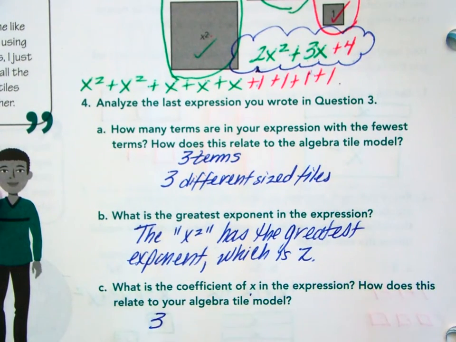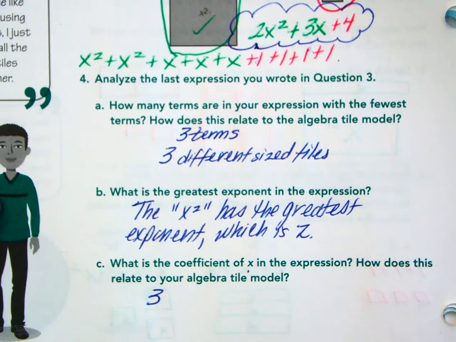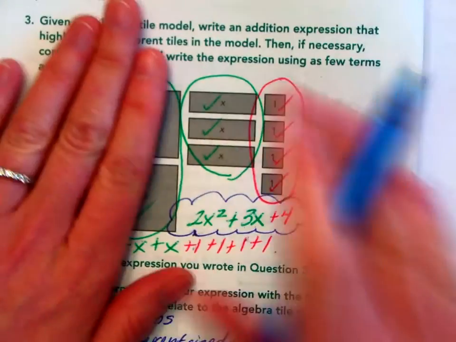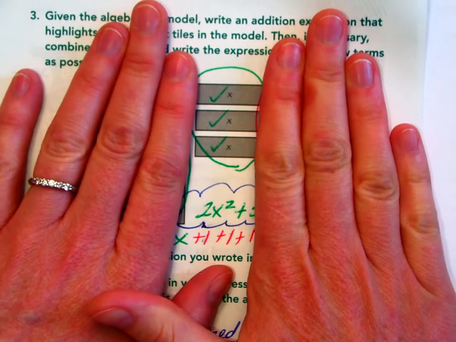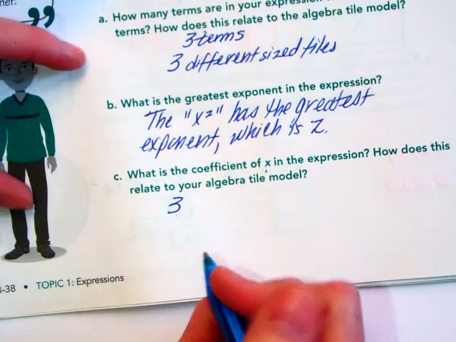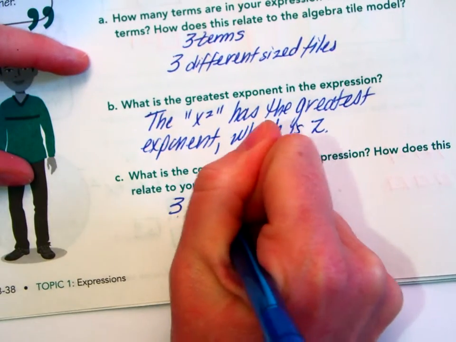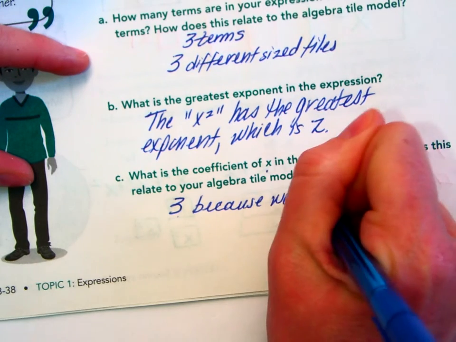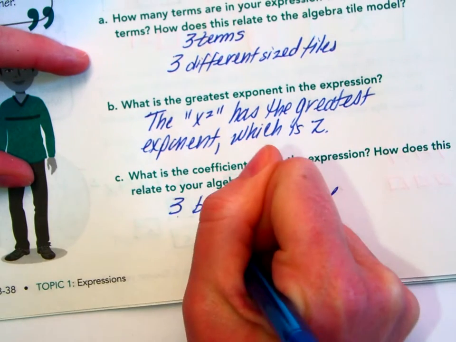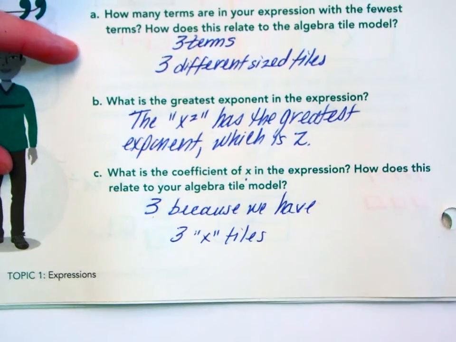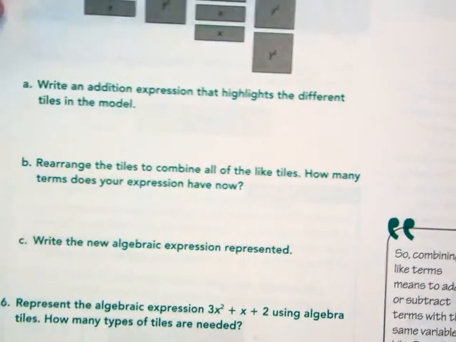How does this relate to your algebra tile model? There were 3 x tiles. Right there. 1, 2, 3. 3 x tiles. Your coefficient is 3 because we have 3 x tiles. Excellent work. Let's keep going.